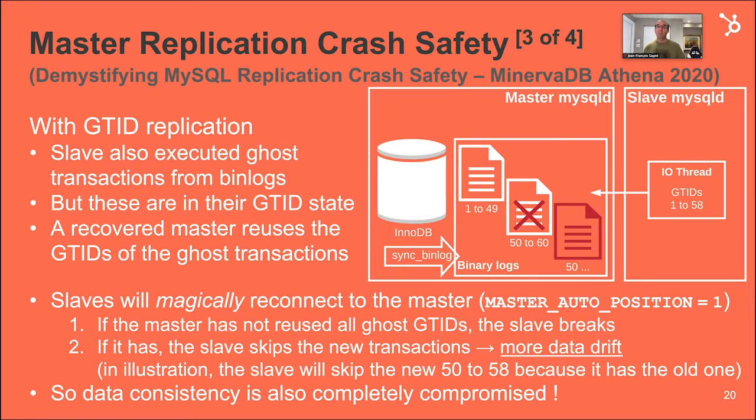But the slave has seen those. The slave, in this case, has seen 50 to 58. If the slave reconnects before the master has reused 50 to 58, the slave will have more data than the master, and replication will break. But if the master has already reused 50 to 58, and let's say it's at 60 now, the slave that has the old 50 to 58 will now download the new 59 and 60. But the slave knew the old transactions and the master has new ones. So the slave here is skipping new transactions. This is data corruption again, and this is obviously not good.